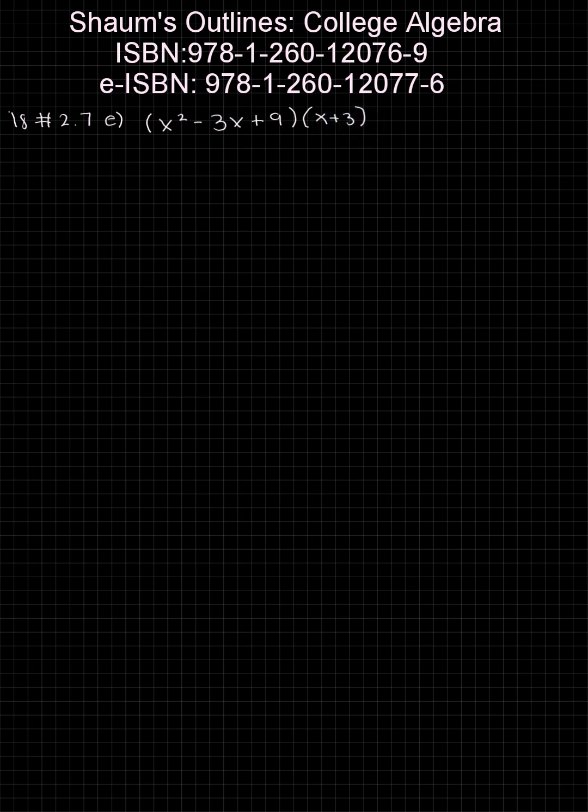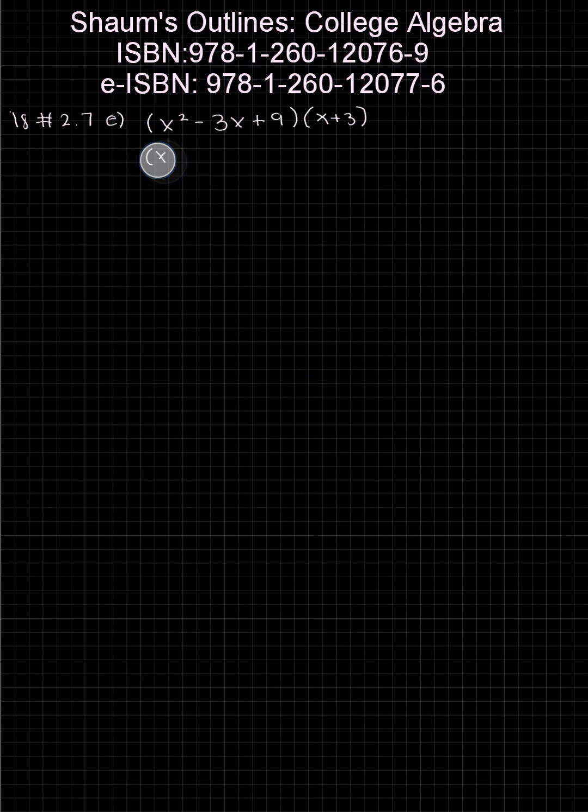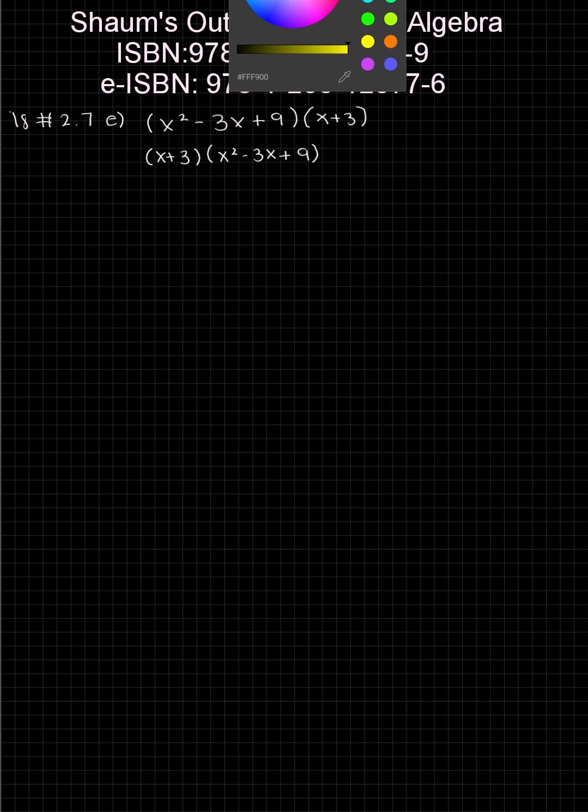When we have a multiplication problem for expressions like this, I always like to put the smallest expression in the beginning because then it makes it easier for my next step. So I'm going to rewrite this as x plus 3 times x squared minus 3x plus 9. My next step would be to distribute.